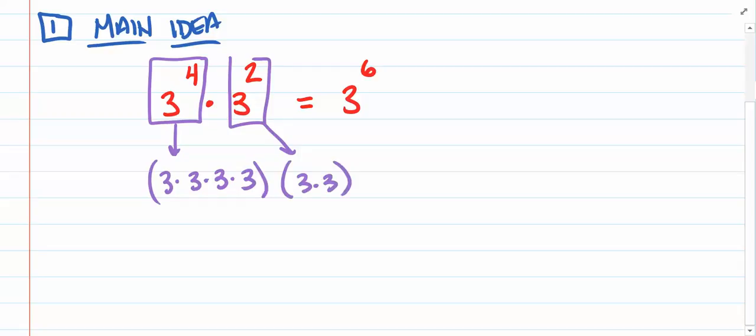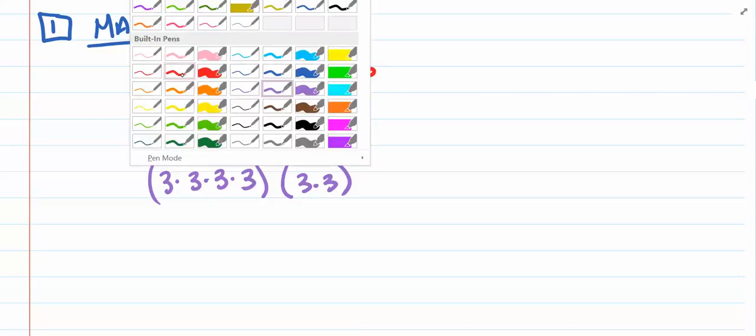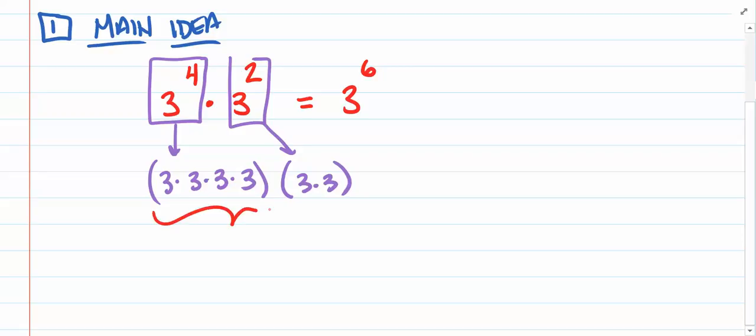Okay, good. Now, notice, this is why they have to be the same base. If they were not the same base, then I would have digits here that don't line up and don't match. Now, this is where the 6 comes from. How many 3's do I have here? 4. How many do I have here? 2. I have a grand total of 6. So this is nothing more than 3 to the 6th. That's why you add the powers, not multiply the powers. That's the big idea, the main idea behind this.